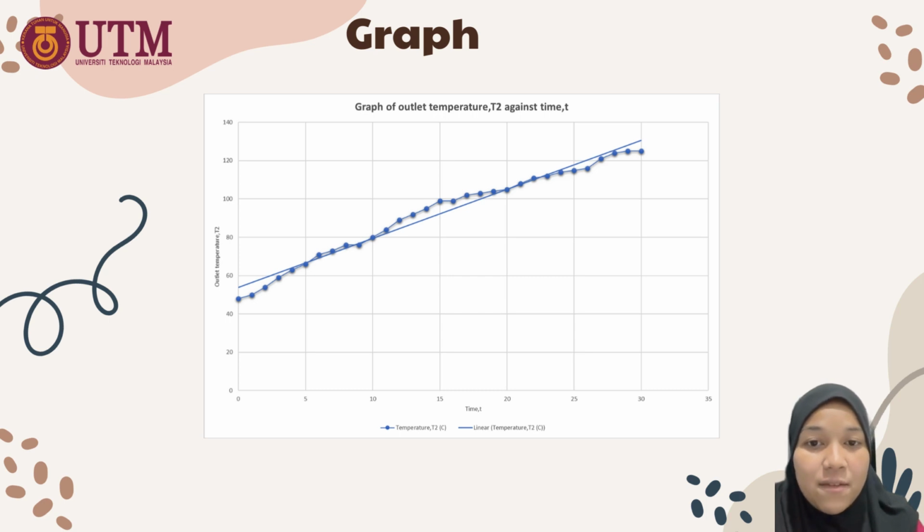There are 3 graphs that we got during this experiment. The first one is the graph of outlet temperature T2 against time. As we can see, this graph has increasing data, which means that as the time increases, the outlet temperature increases as well.